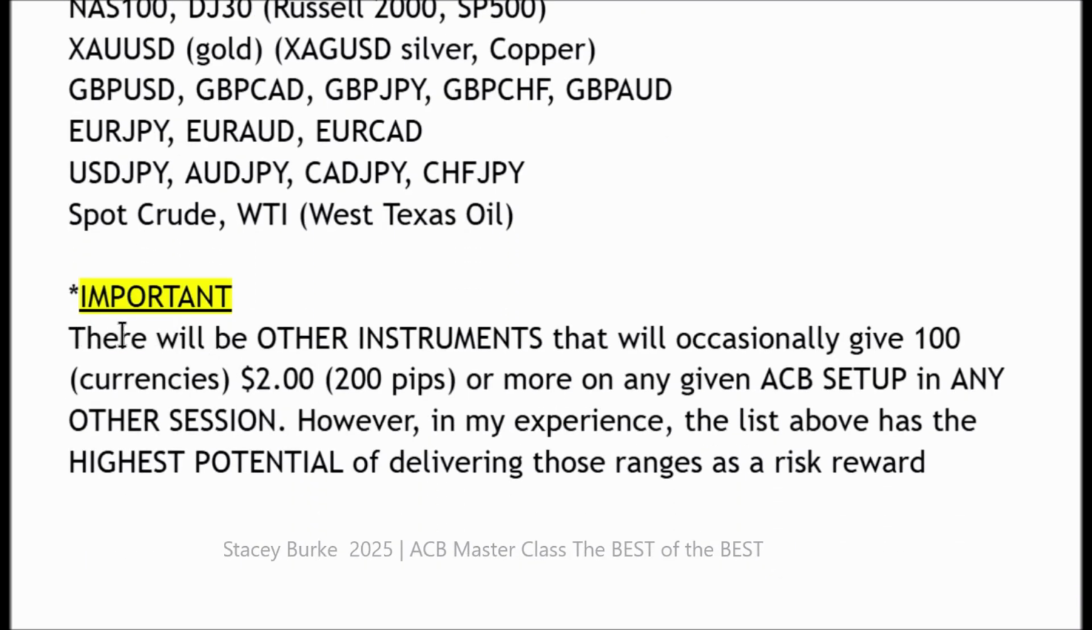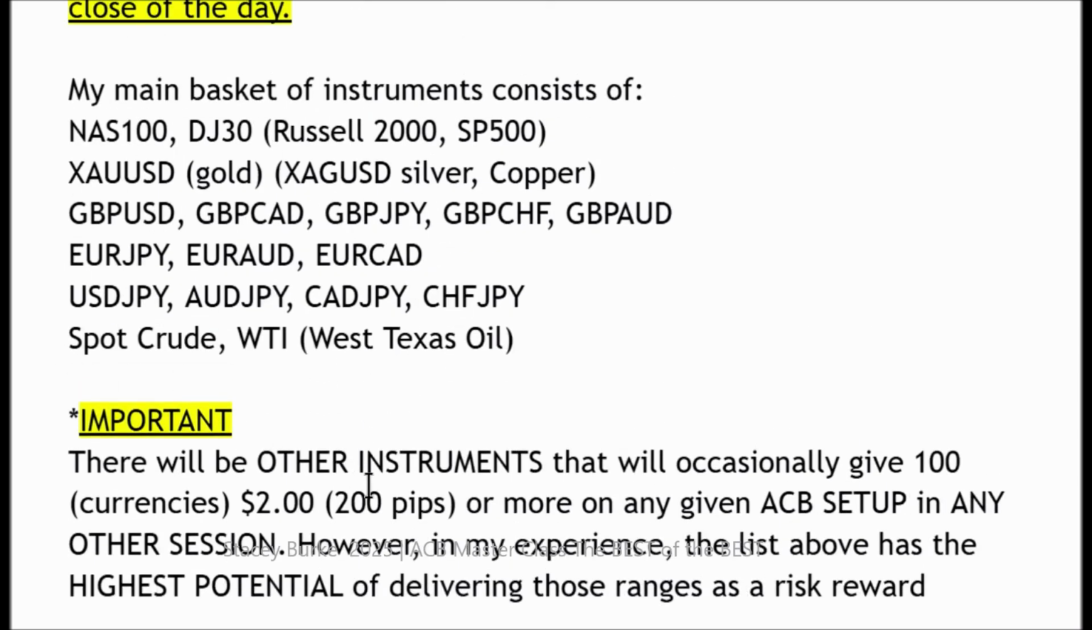Now, just again to repeat this, it's important. There will be other instruments that will occasionally give 100 pips or more on currencies, or $2 or more on any of the other sessions or days that we don't maybe have on this list, as I just mentioned, the DAX or the FTSE or any other, the Nikkei, whatever you're trading. However, in my experience, the list above for the New York session, these are the instruments that have the highest potential and also manageable. So how many instruments are you capable of following? Just narrow that down. Follow your core basket that has the potential for the New York session setup.